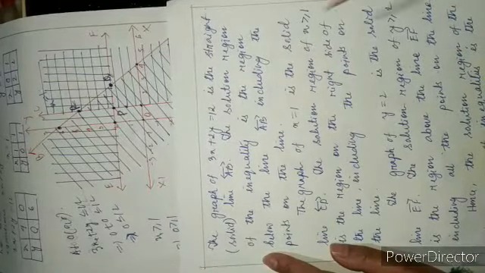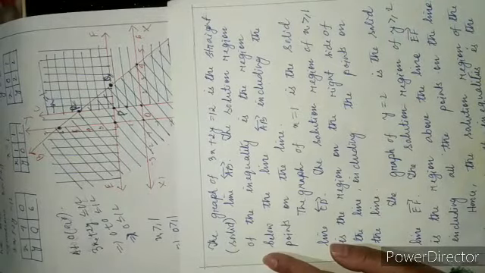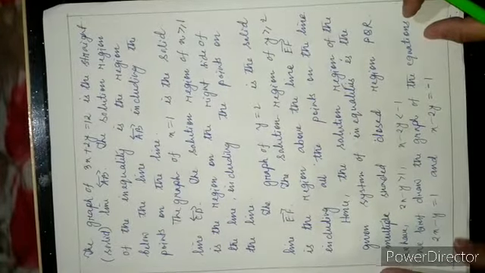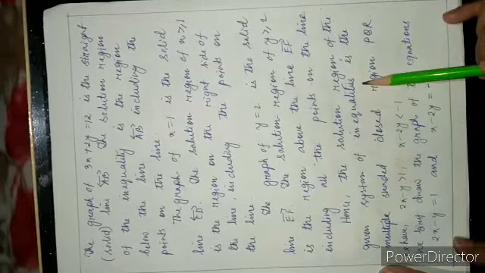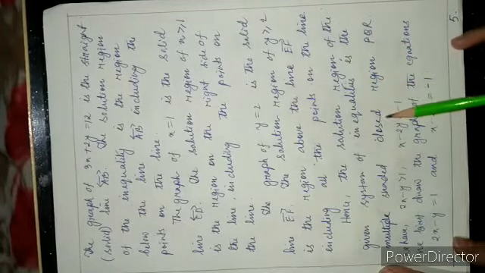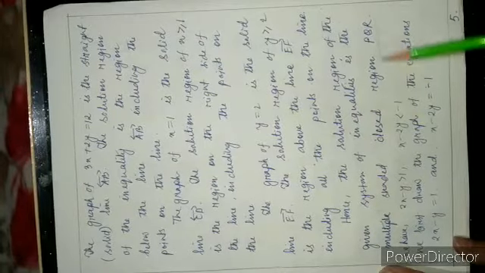So the common solution region is found. Then the multiple shaded region represents the solution region of the system of inequalities, and it forms a triangle. Hence, the solution region of the given system of inequalities is the multiple shaded closed region PQR, as shown in the figure.